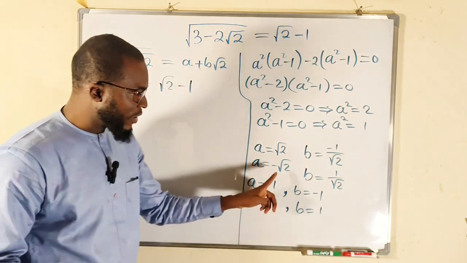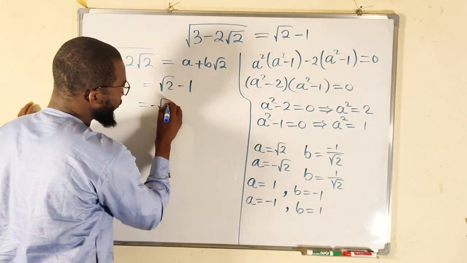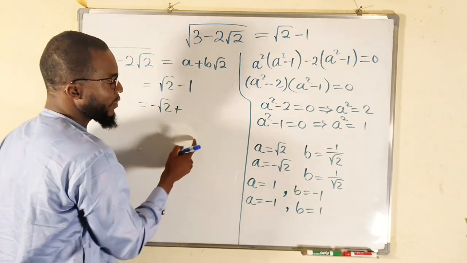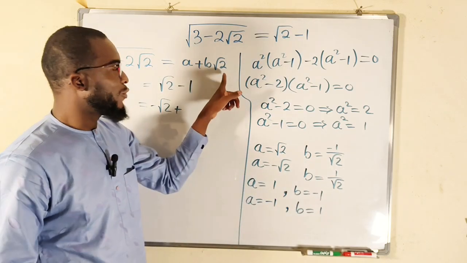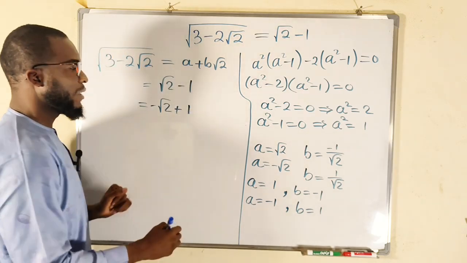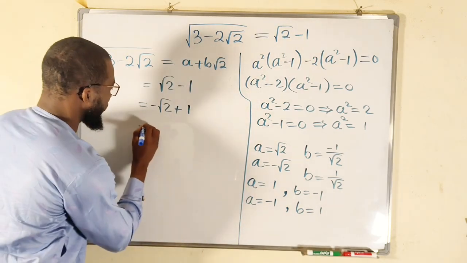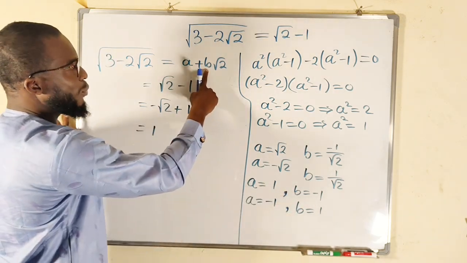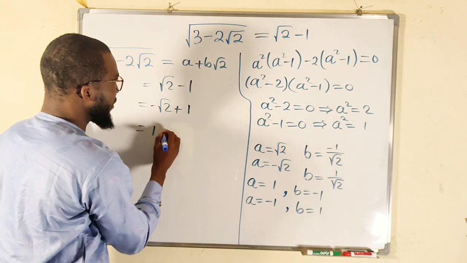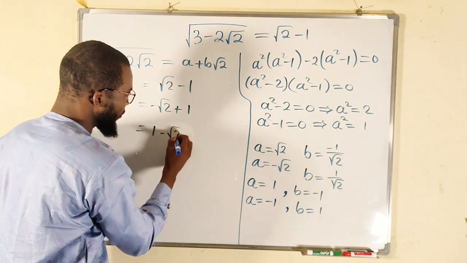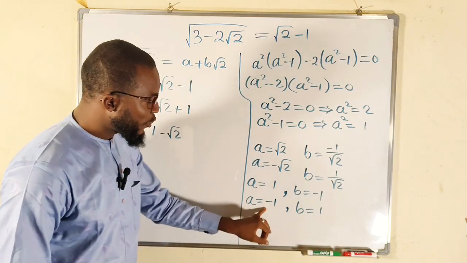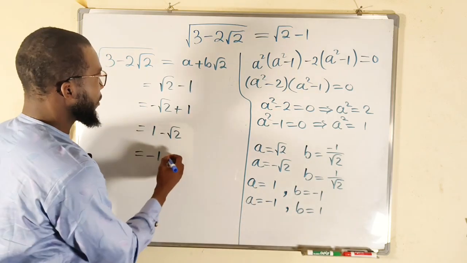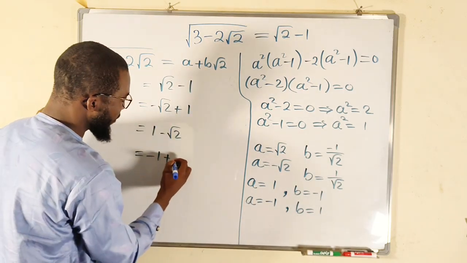Then the second solution, we are going to take this combination. Negative root 2. B is what? 1 over root 2. So plus, because of this plus. 1 over root 2 times root 2 will give us 1. So let me just write 1 here. Then the third combination, when a is 1, b is negative 1. If you plug in negative 1 here, it becomes negative 1 root 2. That is negative root 2. Can you see that? Then the fourth combination, when a is negative 1, b is positive 1. So we have 1 root 2. That is just root 2.